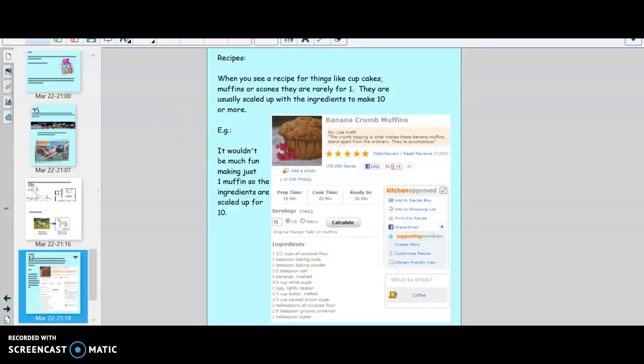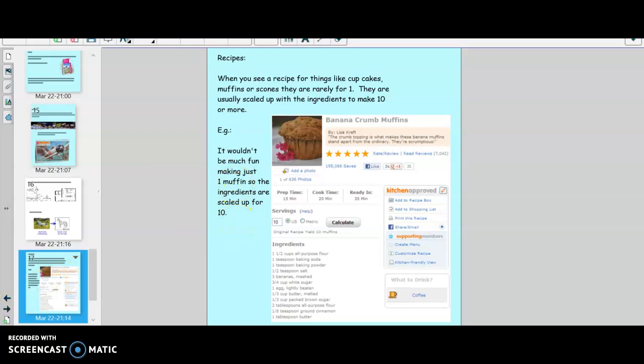Now, we're going to look today at recipes. When you see a recipe for things like cupcakes, muffins, or scones, they're rarely for one. People don't bake things for one, do they? Unless it's maybe a big cake. They're usually scaled up with the ingredients to make something like 10.